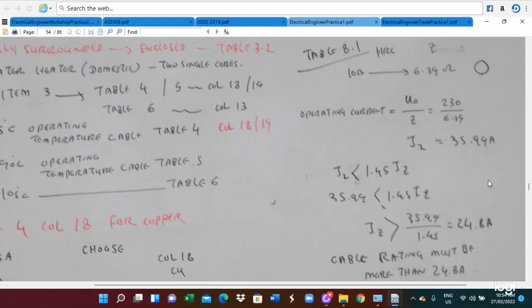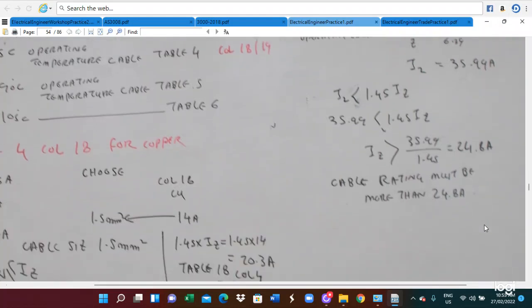I2 we got. I2 must be less than 1.45 times IZ. So 35.94 is less than 1.45 IZ. The IZ we calculate here is 24.8. Now, you select the IZ only as 14 ampere, which is not enough.